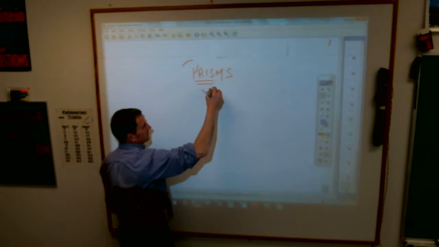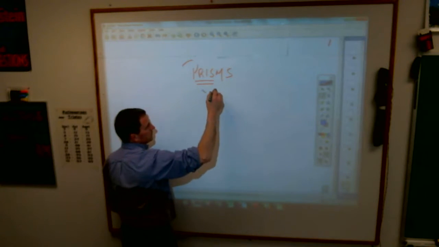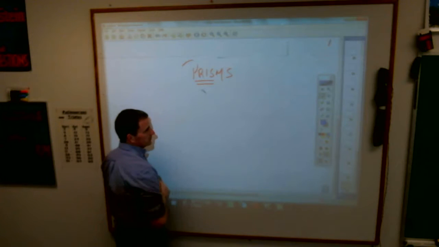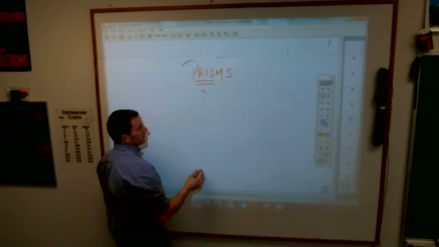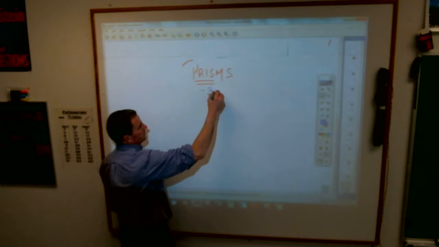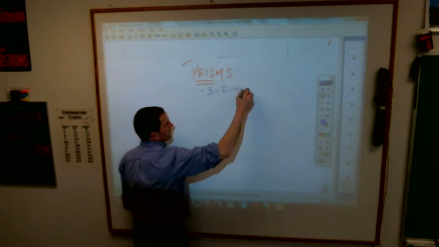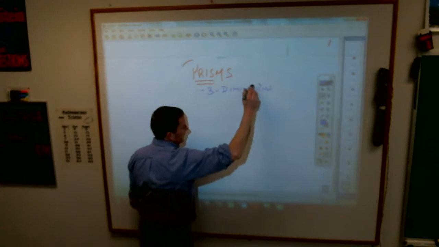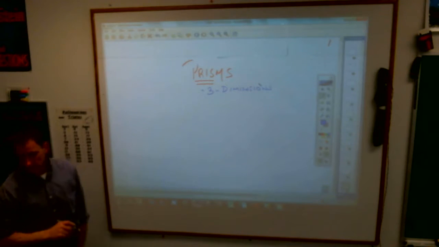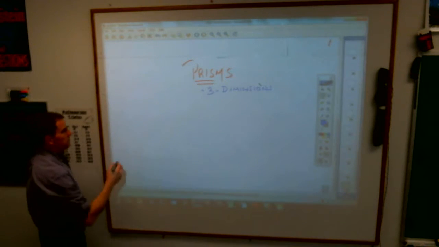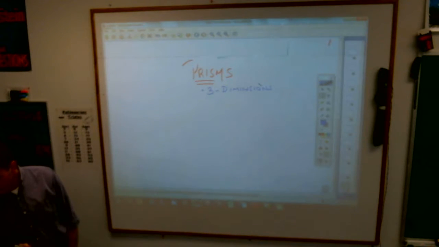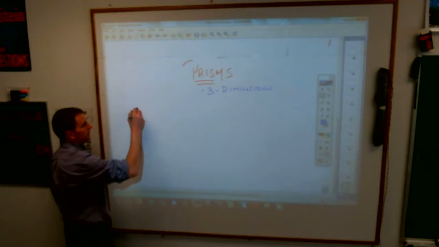I can get this thing right. 1, 2, 3, 4. 1, 2, 3, 4. There we go. It's a three-dimensional solid. And mostly what they're going to ask you for is about faces or vertices and edges. Faces, edges, and vertices.